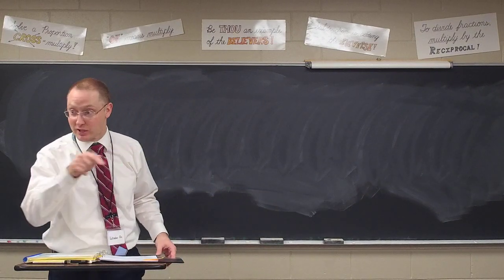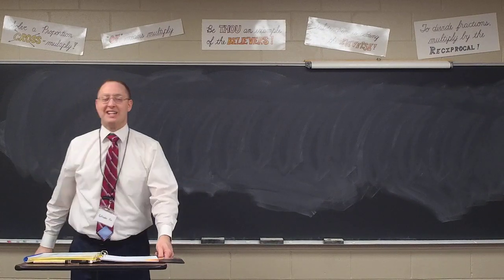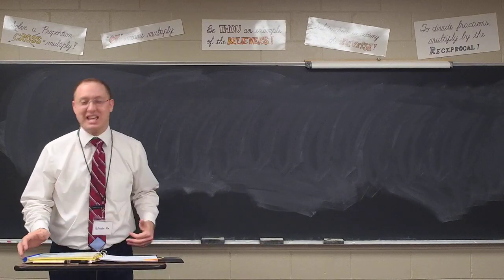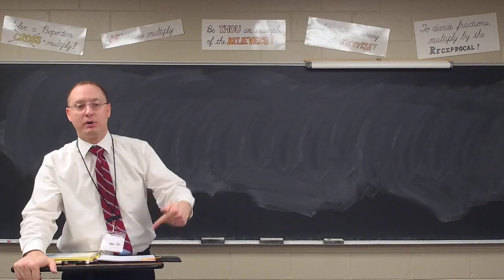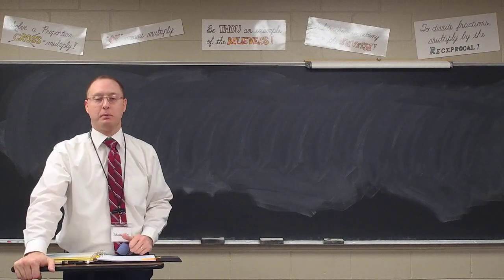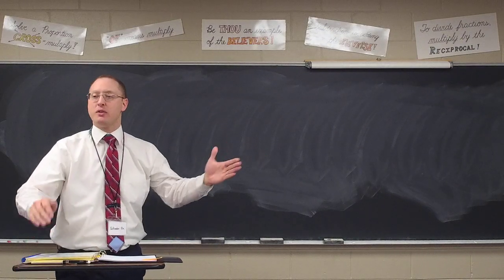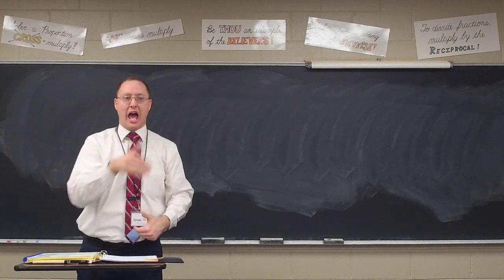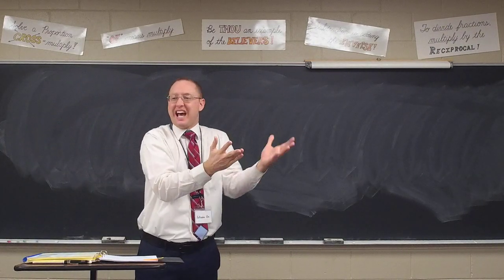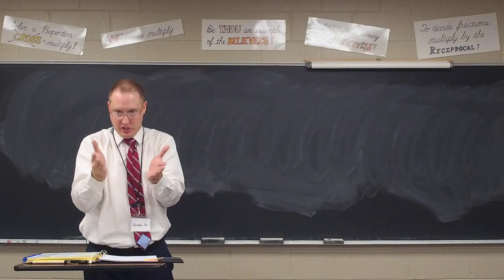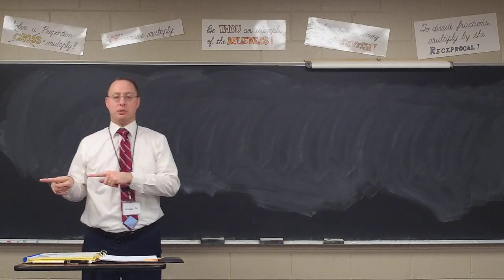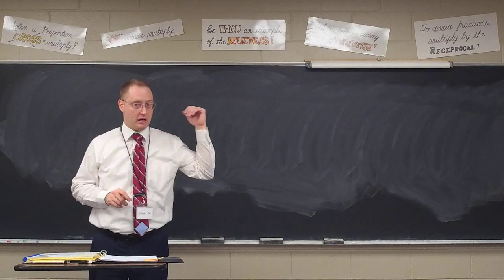So we count how many negatives we have in the problem. If we have an even number of negatives, that's going to produce a positive. It's as if one negative can cancel with a second, and a third can cancel with a fourth, and a fifth. It's kind of as if they cancel each other out if there's an even number. But if there's an odd number of negatives, our answer is going to be negative.